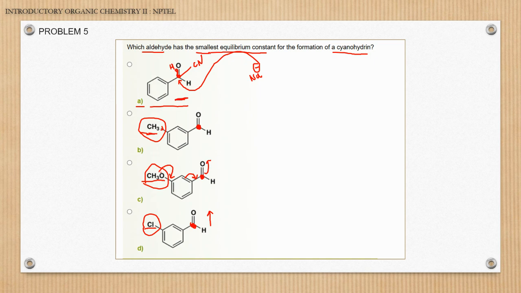Option C will have the smallest equilibrium constant. Why? Because the electron density at this carbonyl carbon is very high, because of the presence of the methoxy group, which is an electron releasing group. So because of the electron releasing group, the electron density at this carbon is very high, and the nucleophile will not go to this carbon very readily. So that is why option C will be the correct option. It has the smallest equilibrium constant for the formation of cyanohydrin.